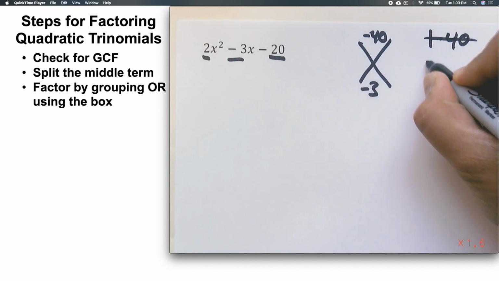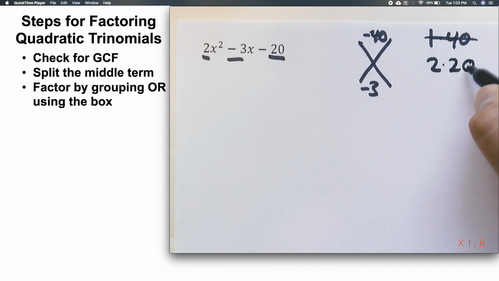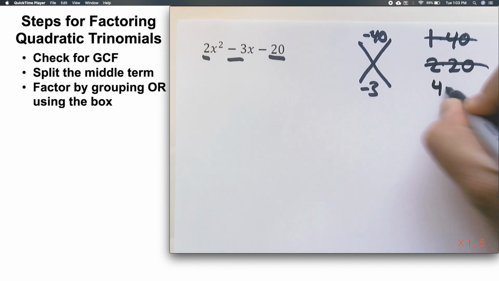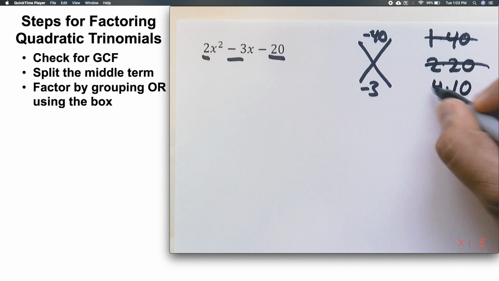Okay, so now 2 and 20. That's going to be 22 if I added them. That would be 18 if I subtracted them. So that's not going to work. 3 doesn't go into 40 nice and neatly. 4 does. So 4 and 10. That adds to be a 14. Subtracts to be a 6. Neither one of those make that.